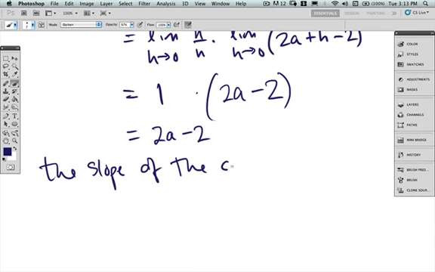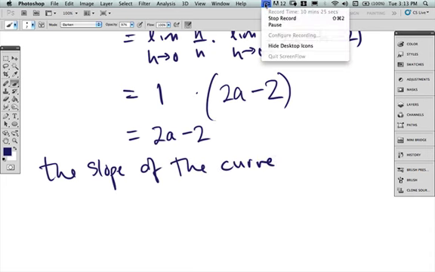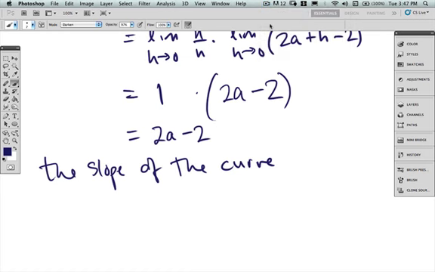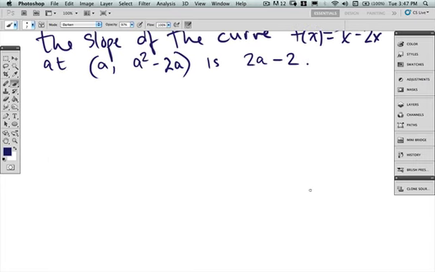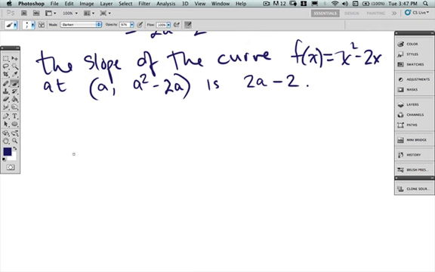of the curve, okay, so the slope of the curve x squared minus 2x at a squared minus 2a is 2a minus 2. That's an important result because it lets us write a general form of a tangent line.